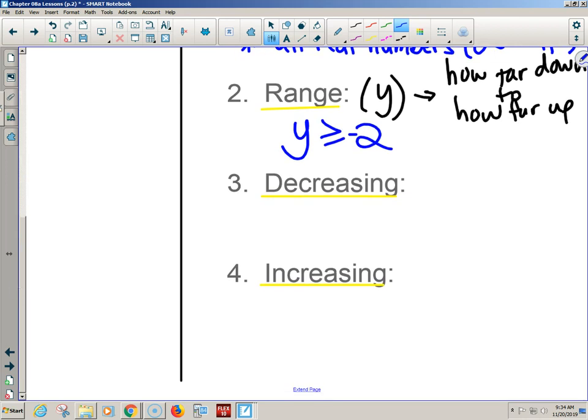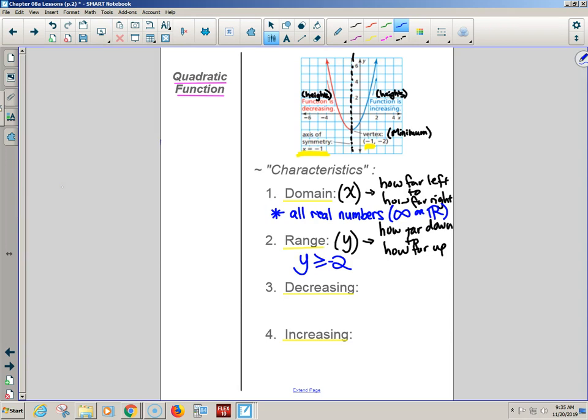Decreasing, if we were to actually state where it's decreasing up here, it's decreasing everywhere before, let me get back to an entire page, everywhere before the vertex. And in math, we would show that with x less than or equal to that -1. And increasing is everywhere after that vertex. Now, actually, I have to take away the or equal to.